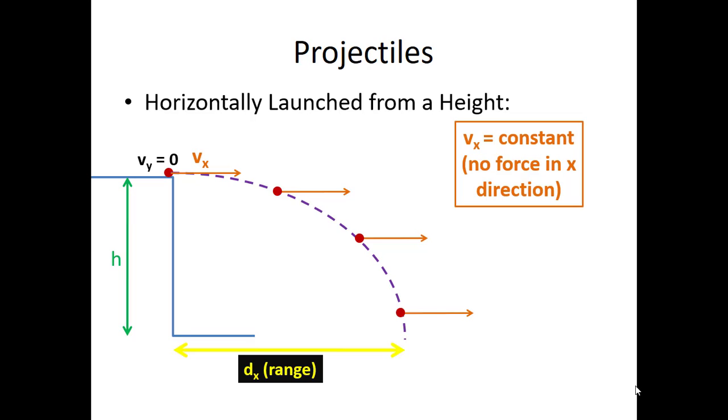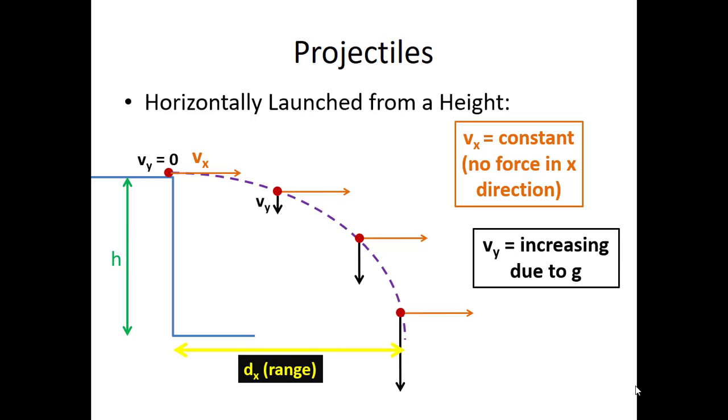If we look at the y direction, at the very beginning of the path, at that split second where the ball rolls off the table, the velocity in the y direction is 0 because it hasn't yet begun to fall. And then as gravity accelerates it downwards, the velocity in the y direction would increase. So we'll make a note of that too. The velocity in the y direction is increasing due to gravity.